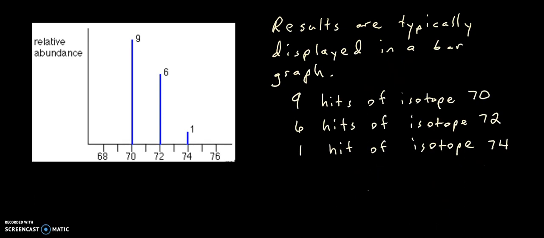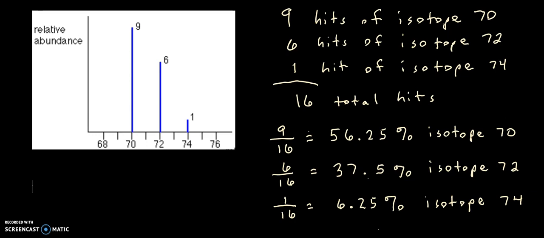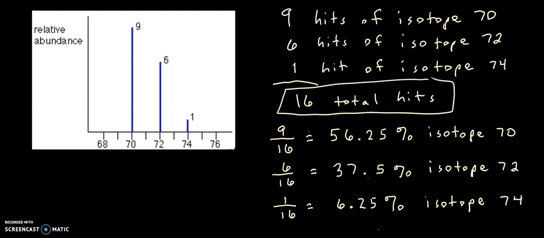The results for a spectrophotometer are typically displayed as a bar graph. This bar graph, for example, indicates we have 9 hits of isotope 70, 6 hits of isotope 72, and 1 hit of isotope 74. The data from a mass spectrophotometer allows us to determine the isotopic abundance of elements. In this case, there's a total of 16 hits that struck the detector for the mass spectrophotometer.